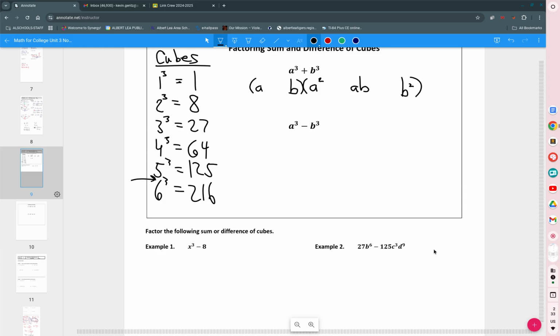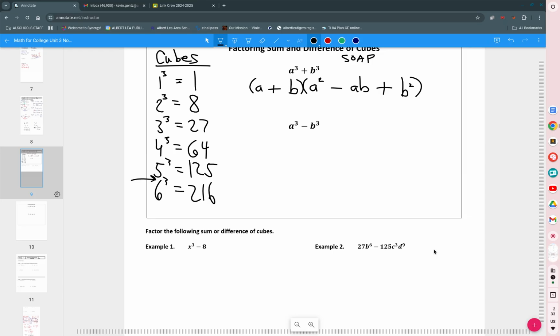Now we're missing some signs here, and sometimes people use the acronym SOAP for the signs. S means same sign. O means opposite sign. And AP means always positive. Good?